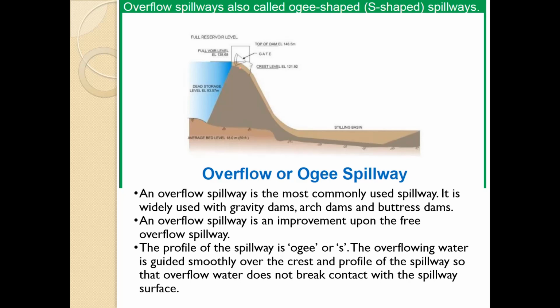Normally, the upstream face of the spillway is kept vertical, and the crest shape conforms to the lower nappe of a vertical sharp crested weir under the maximum head. But if the upstream face of the spillway is kept sloping, the crest shape should also conform to the lower nappe that would be obtained for an inclined sharp crested weir. So this is generally the ogee spillway.